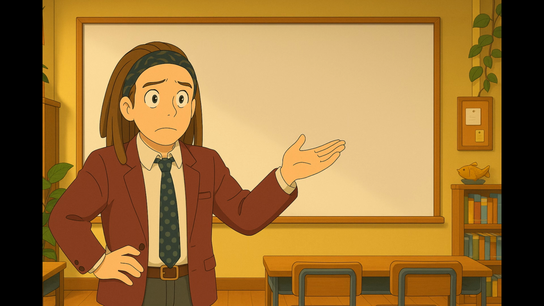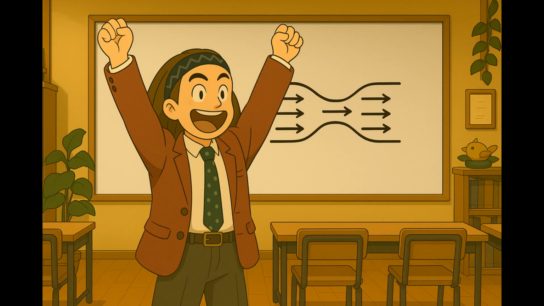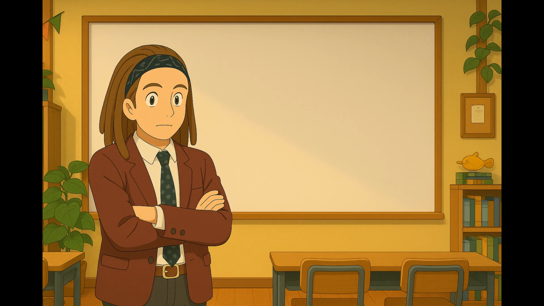Step 6. What does this mean? We found that the gauge pressure at section 2 is 220 kilopascals. This problem beautifully demonstrates the Venturi effect. As an incompressible fluid flows through a constricted section of a pipe, its speed increases, and its static pressure simultaneously decreases. Understanding these principles is fundamental for designing efficient piping systems, analyzing water distribution networks, and even studying phenomena like blood flow in arteries and veins.